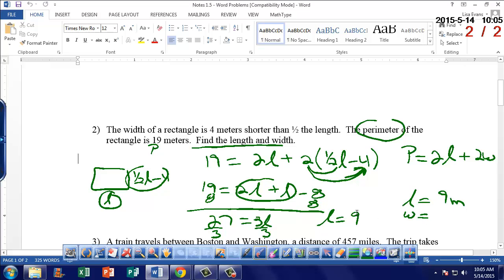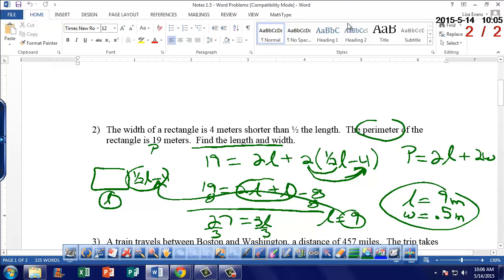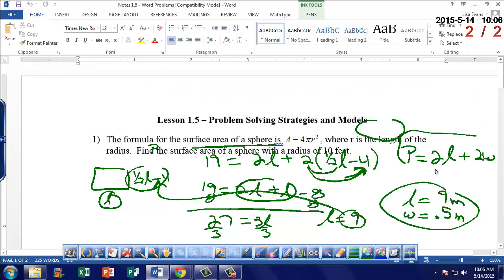My width is going to be, take this, put it in. Half of 9 is 4.5. 4.5 minus 4 is 0.5. So 0.5 meters or a half meter. Okay? So not so bad. We're going to see perimeter definitely in the next couple of units. So make sure you understand that perimeter is 2L plus 2W.